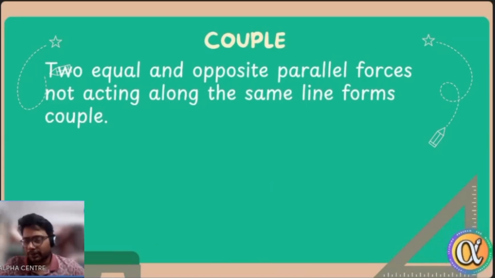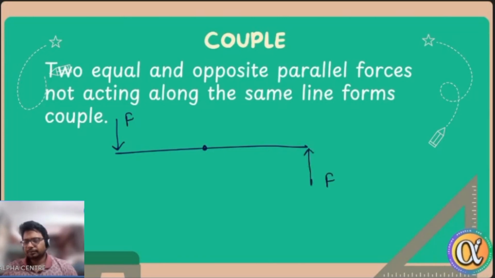Next, again, a very important definition is here: couple. They do ask you what is a couple, its understanding and formula. In the case of a couple, this is a special case where two forces are acting on a body and producing their own moments, or their own turning effect. But this is a special case where two equal and opposite parallel forces not acting along the same line form a couple. So in this case, one force is acting like this and one force is acting like this.